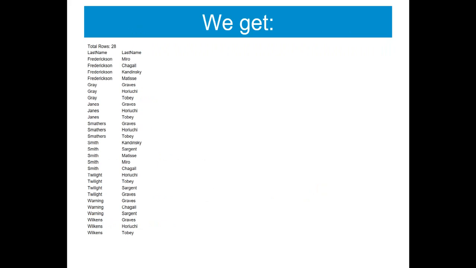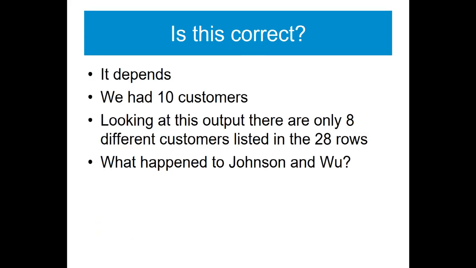And you can see that most of these customers have interest in more than one artist. We've got Fredrickson, he's interested in 4 different artists. Gray, 3 different artists. Janes, 3 artists. Smathers, 3 artists. Smith, 5 different artists. Twilight, Twilight is the last name of a customer. 4 different artists. Warning, 3 artists. Wilkins, 3 artists. So, isn't that great? We could find that out. We could use some SQL. We could find something out.